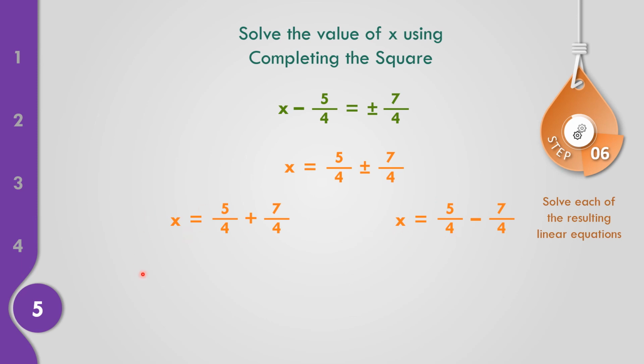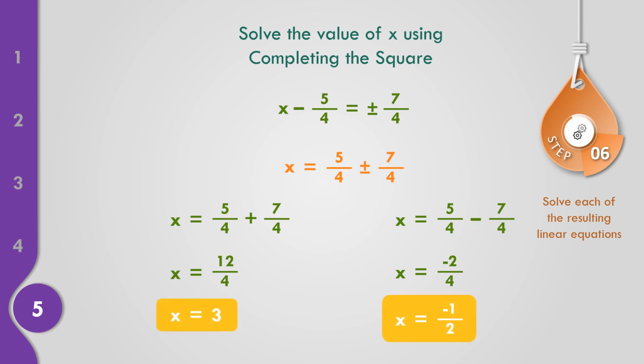Let us try to solve now. 5 plus 7 is equal to 12, and then copy the same denominator. 12 divided by 4 is equal to 3. The second one, 5 minus 7 is equal to negative 2 over 4. Let us get the lowest term of negative 2 over 4. Negative 2 divided by 2 is negative 1. 4 divided by 2 is 2. So the value of x is negative 1 over 2. So the solutions are 3 and negative 1 over 2.